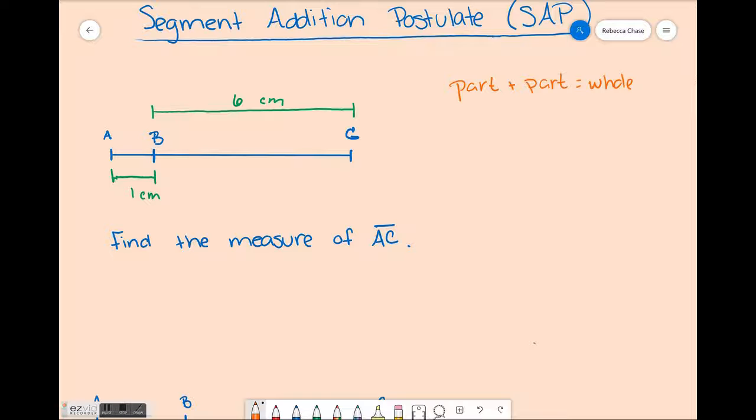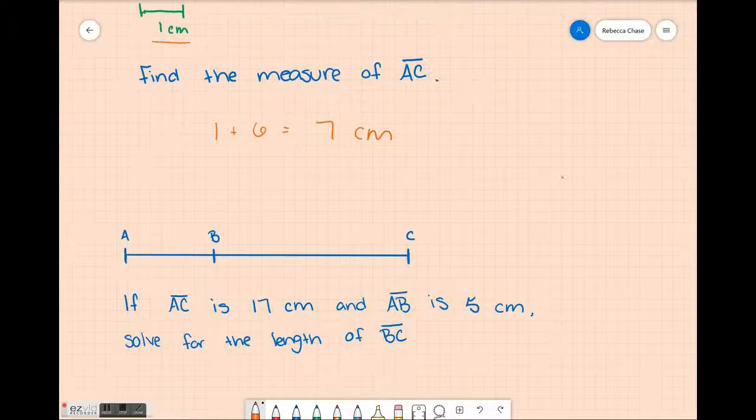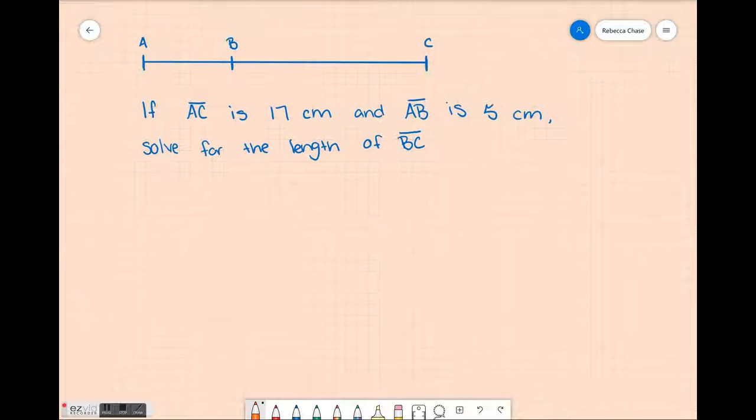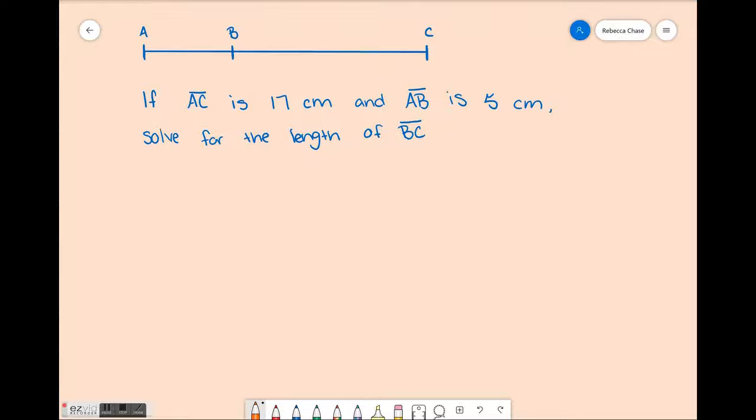equals the whole line. Alright, so when I look at this diagram to the left, it says find the measure of AC. Now AC is the whole line. So all I have to do is take this first part, so 1 centimeter, and take the second part plus 6 centimeters, and the whole line is going to be 7 centimeters. That is the only thing that we are looking at today. I know it's super easy, but we needed to put a name to it.